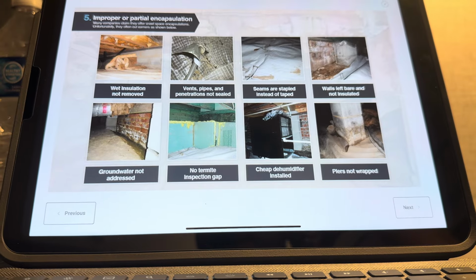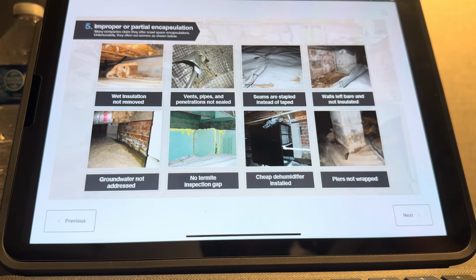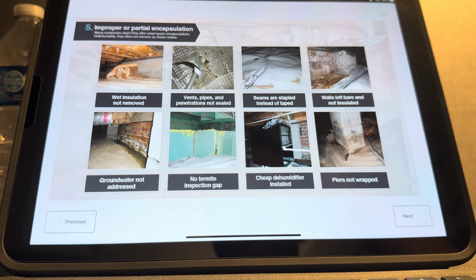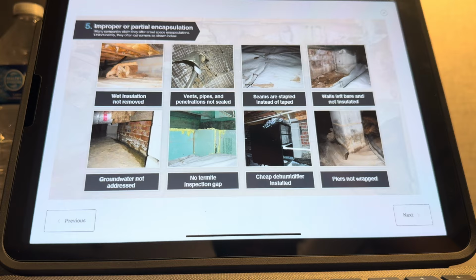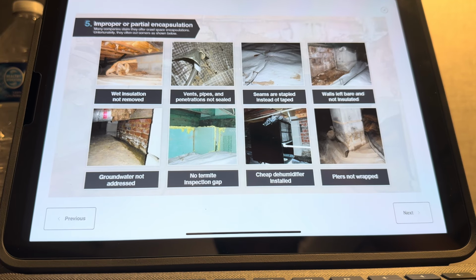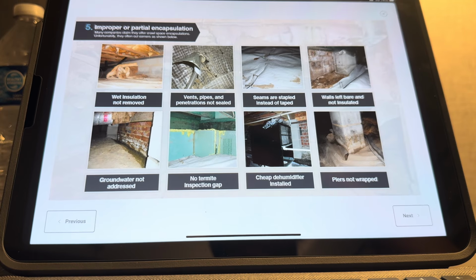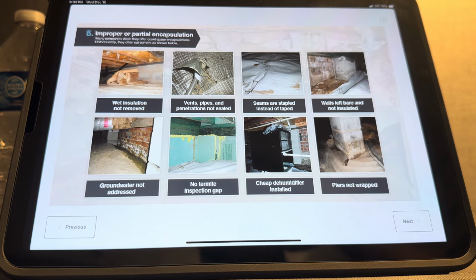Finally, and perhaps the most important to address, because it's probably the most common solution historically, is an improper or just a partial encapsulation. A lot of companies will come out and say, "Oh, Mr. Jones, you don't need to do your full crawl space because you've really just got symptoms and issues in one or two areas," and so they may just do a partial. They may not use the best of materials. They may not remove the wet insulation.